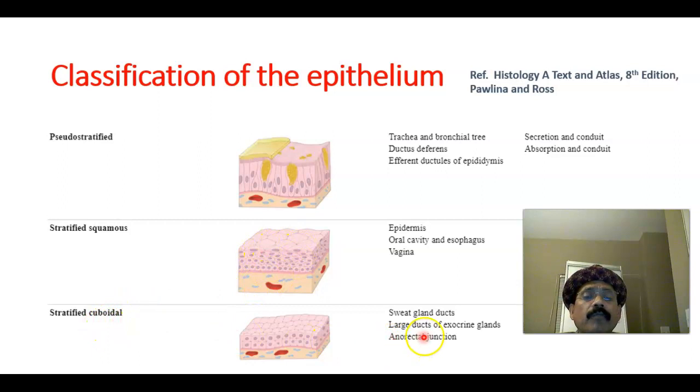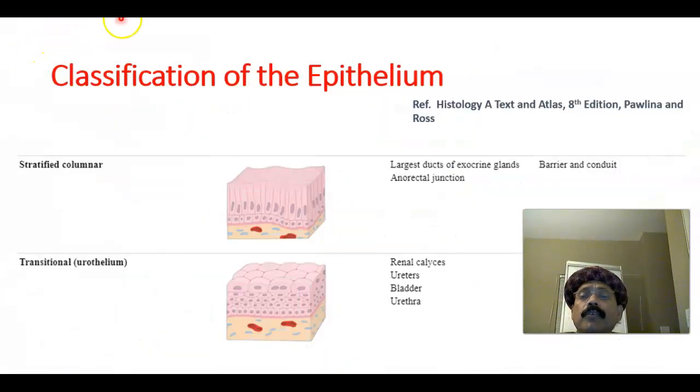Stratified cuboidal epithelium is found in the sweat gland ducts, large ducts of exocrine glands, and the junction between the anus and the rectum. Stratified columnar epithelium is found again in exocrine glands and the anorectal junction, serving as barrier and conduit. Transitional epithelium is found in the renal papilla, minor calyx, major calyx, renal pelvis, ureter, urinary bladder, and up to the prostatic part of the male urethra.